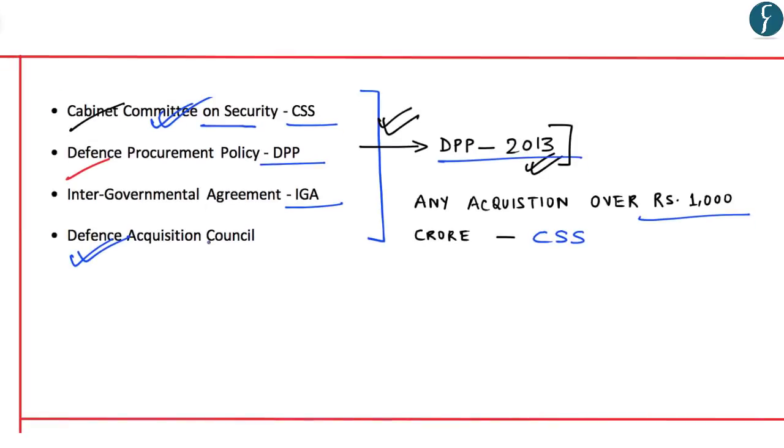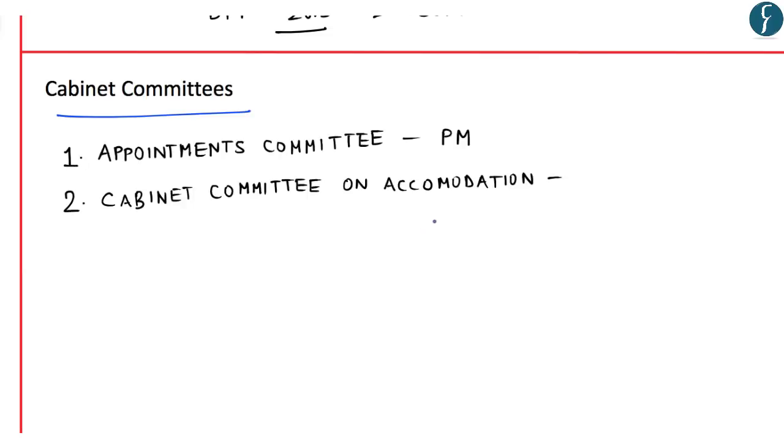However, with respect to these terms, let's understand first about the composition of various cabinet committees by the Government of India as on 10th March 2018. As of now, there are 6 cabinet committees. The first one is Appointments Committee headed by the Prime Minister. The next one is Cabinet Committee on Accommodation, but this committee is headed by the Home Minister.